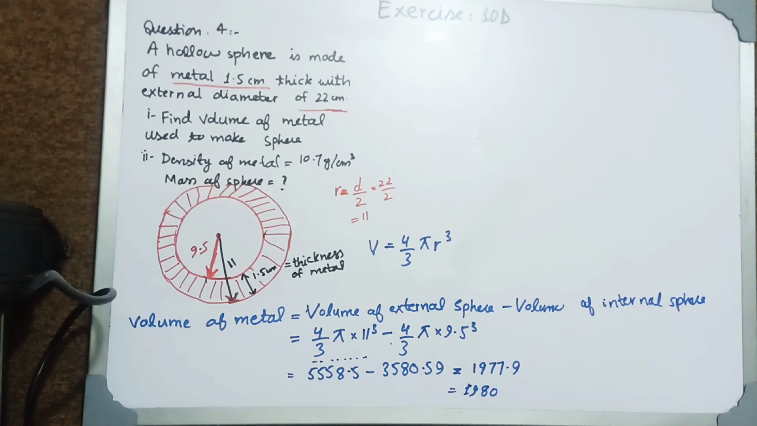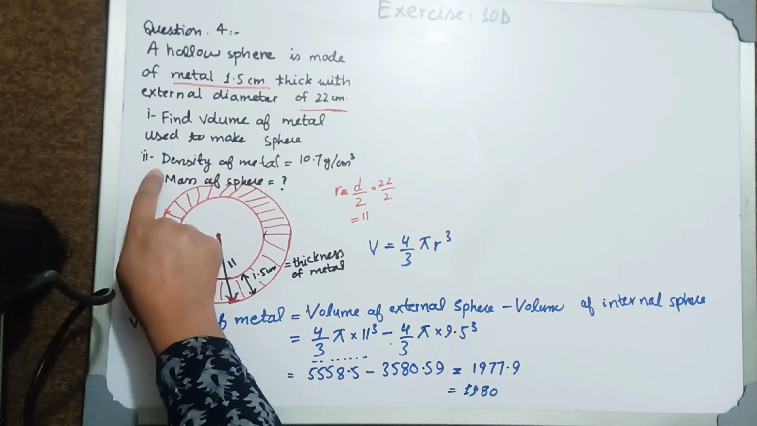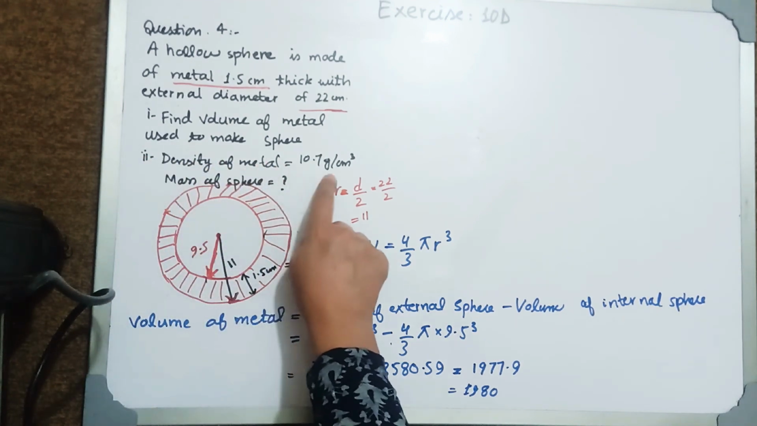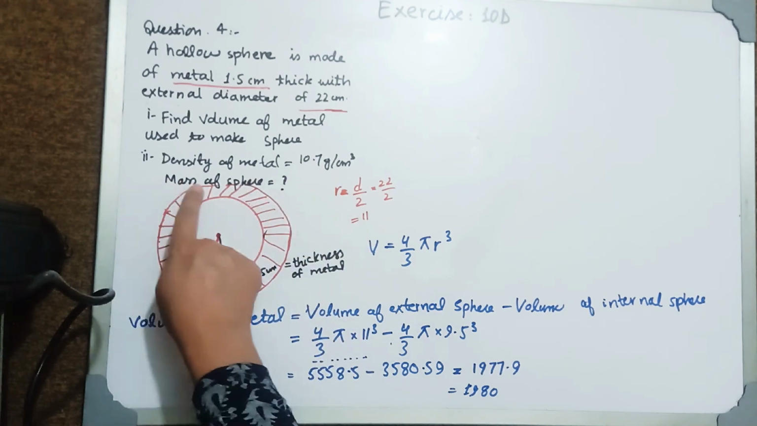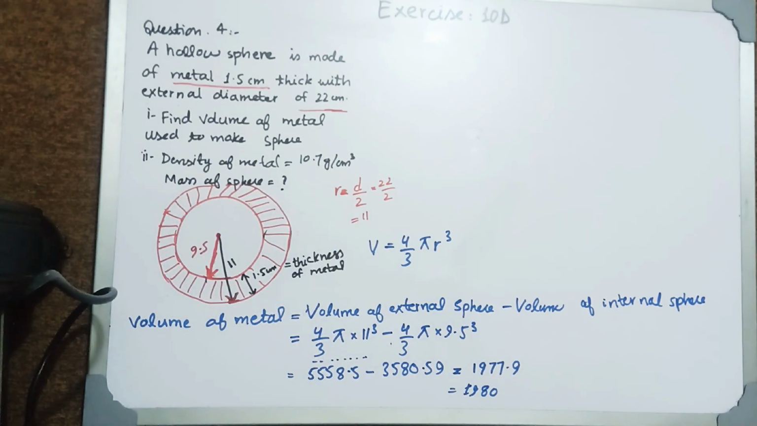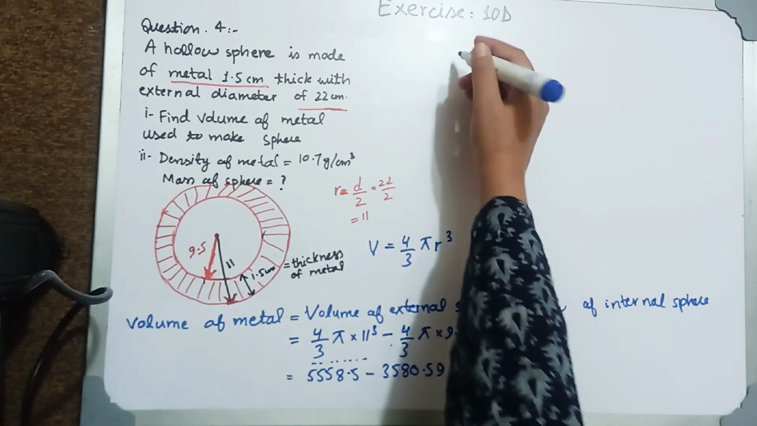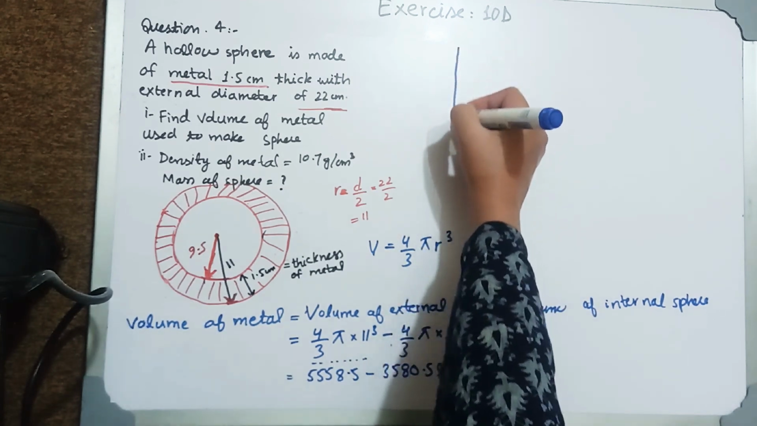Now the second part is about the density of the metal that is used to make this sphere, right? Density is given and you are asked to find the mass of the sphere. In part 2, you are given the density of metal which is 10.7 and they have asked you to find the mass of the sphere. So we need to first look at the relation between density and mass.